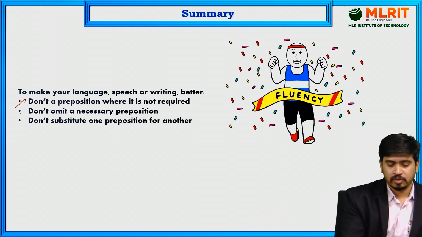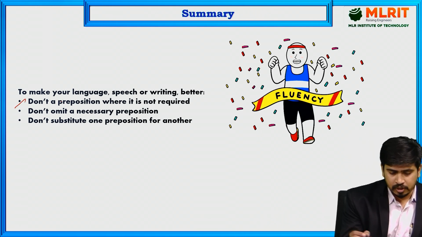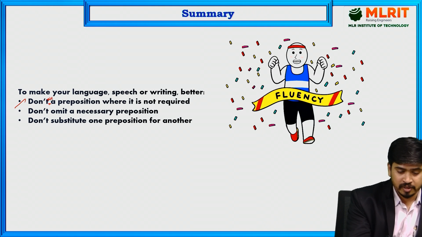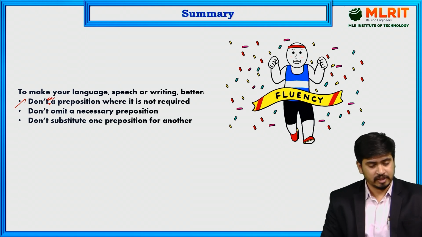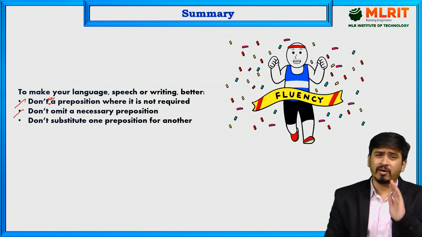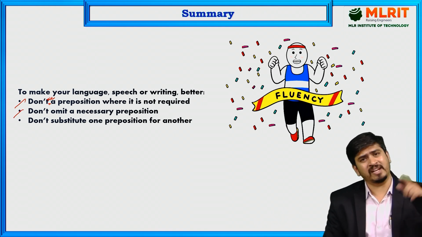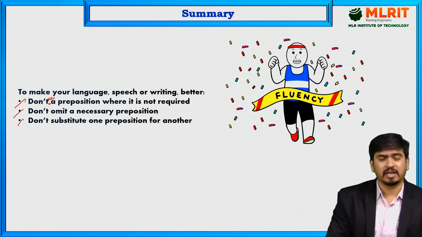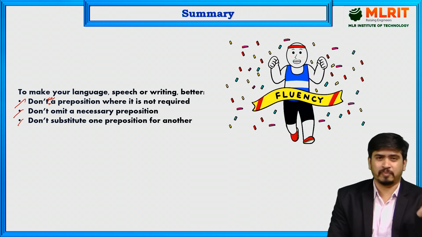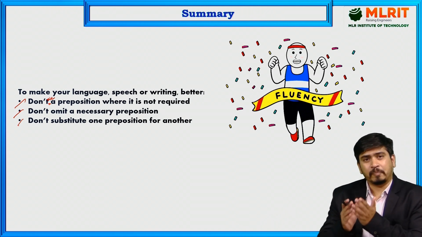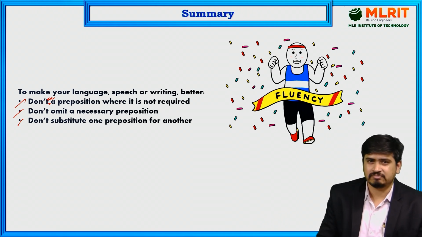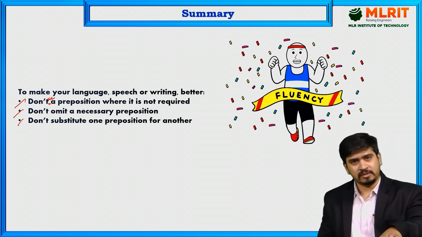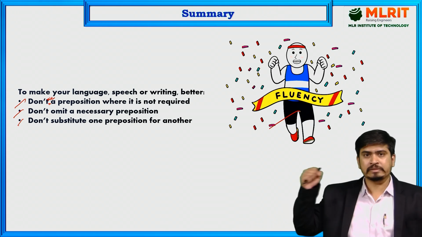First one, don't, I'm sorry, I missed the verb here. Don't use a preposition where it's not required. Next one, don't omit a preposition where it's necessary. And don't substitute some other preposition where the proper preposition should be there. Yes. So avoid these errors and make your language fluent.